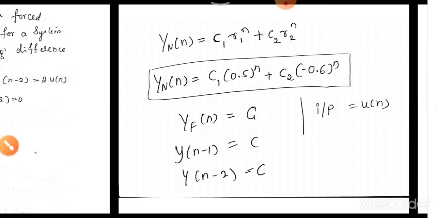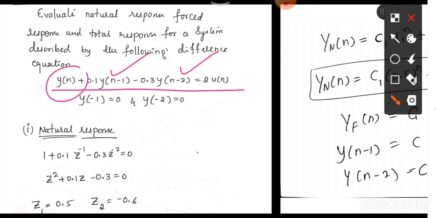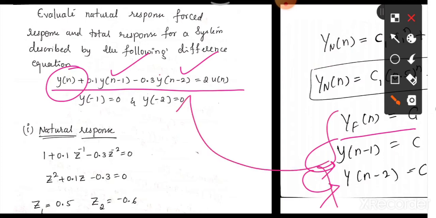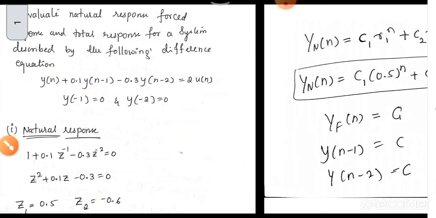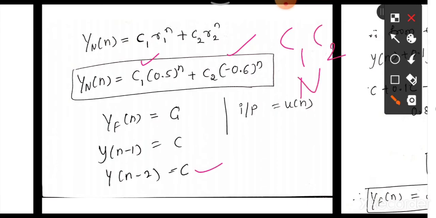Next, observe this general equation, that is y of n, y of n minus 1 and y of n minus 2. You have y of n equal to c. Now we have to change this equation to n minus 1 and n minus 2, then substitute these values in this equation and compare the coefficients, and you will get the constant c value. C1 and C2 are constants for the natural response. C is for your forced response.